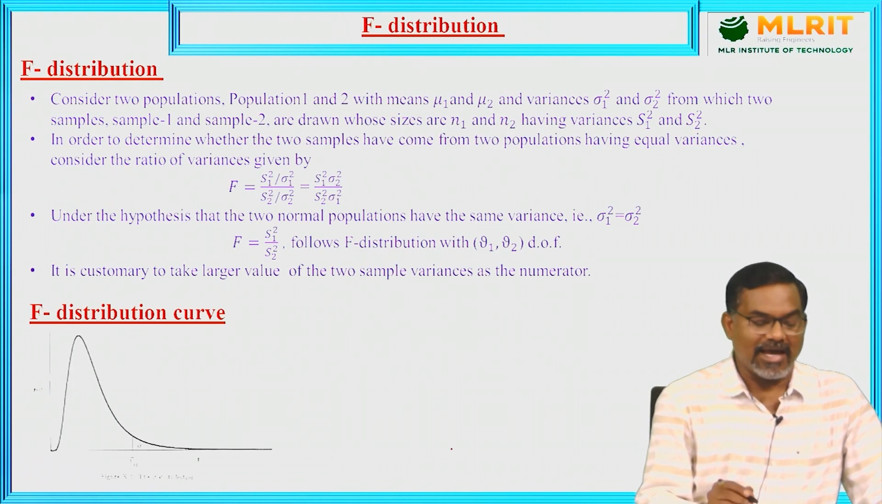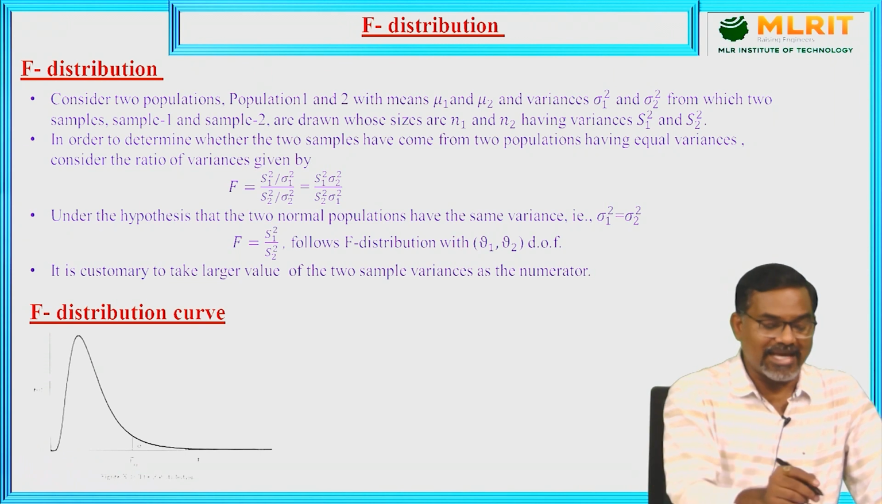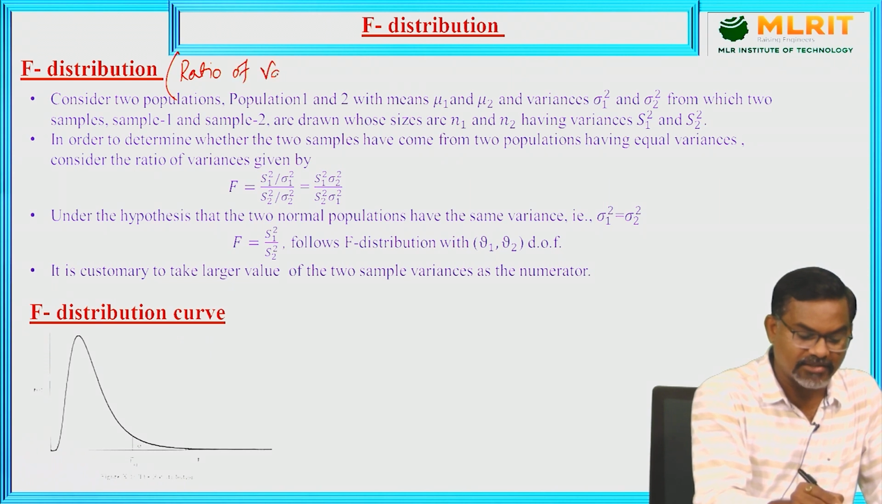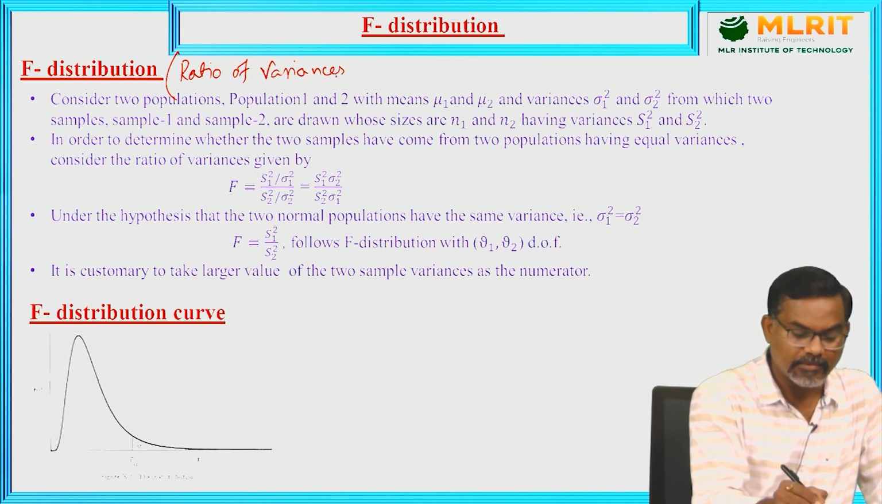Next, the F distribution. This F distribution is also known as the ratio of variances distribution.